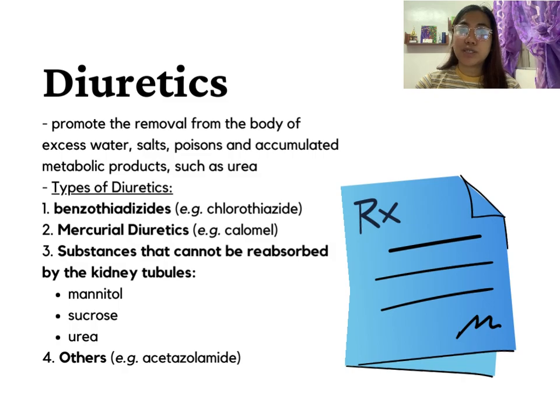And another class of diuretics are substances that cannot be reabsorbed by the kidney tubules and thus limit the reabsorption of water by the tubules. These include mannitol, sucrose, and urea. Other diuretics, for example acetazolamide, work by blocking the reabsorption of sodium bicarbonate by the tubules, thus increasing urine.